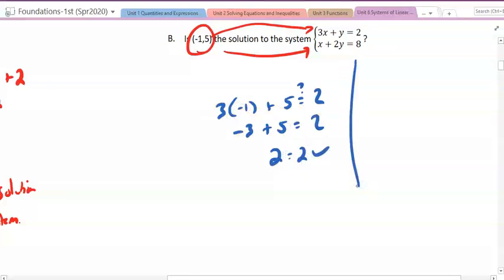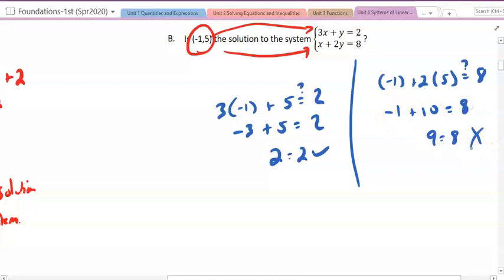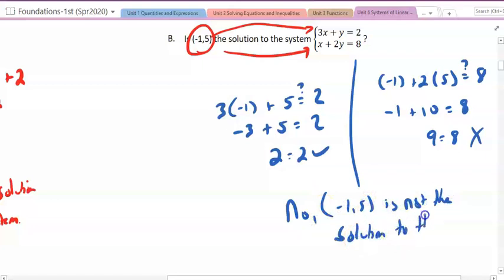But remember, we have to check it for both. And so I'm going to get negative 1 plus 2 times the 5. Is that equal to 8? Well, 2 times 5 is 10. And negative 1 plus 10 is 9. So that does not work. It has to work for both to be a solution to the system. If it only works for one, that means it's a point on that individual line, but it's not a point on both lines. And so no, (-1, 5) is not the solution to the system.